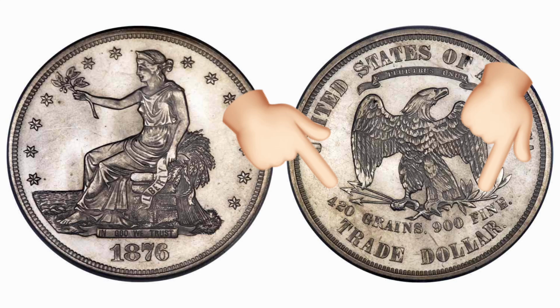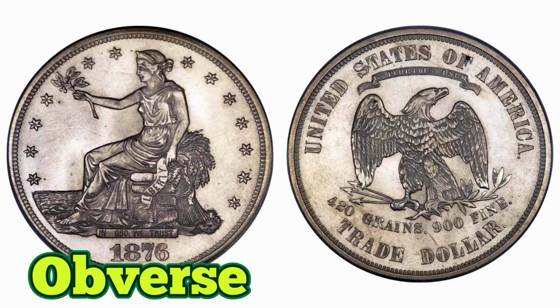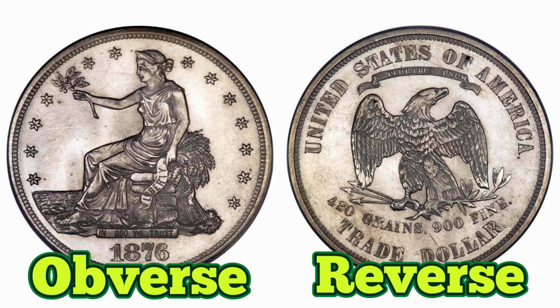The coin's obverse depicts Lady Liberty sitting on a bale, holding up a branch in her right hand and a ribbon in her other hand, with the word Liberty inscribed. The coin's reverse design is an eagle clutching arrows and a branch with the weight and silver purity below. Above the eagle is a ribbon with E pluribus unum inscribed and the United States of America and trade dollar surrounding the edges.